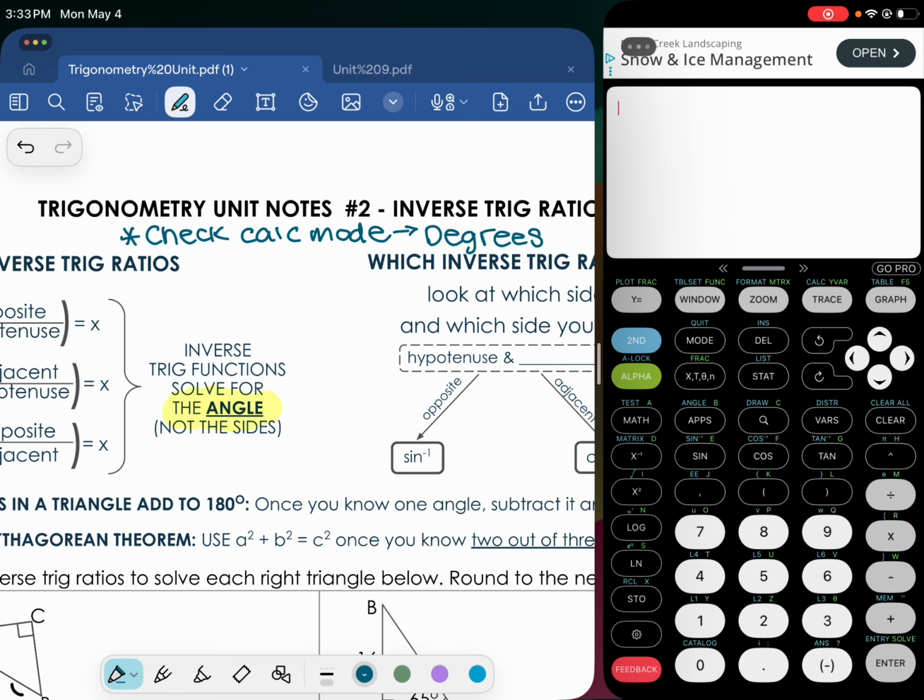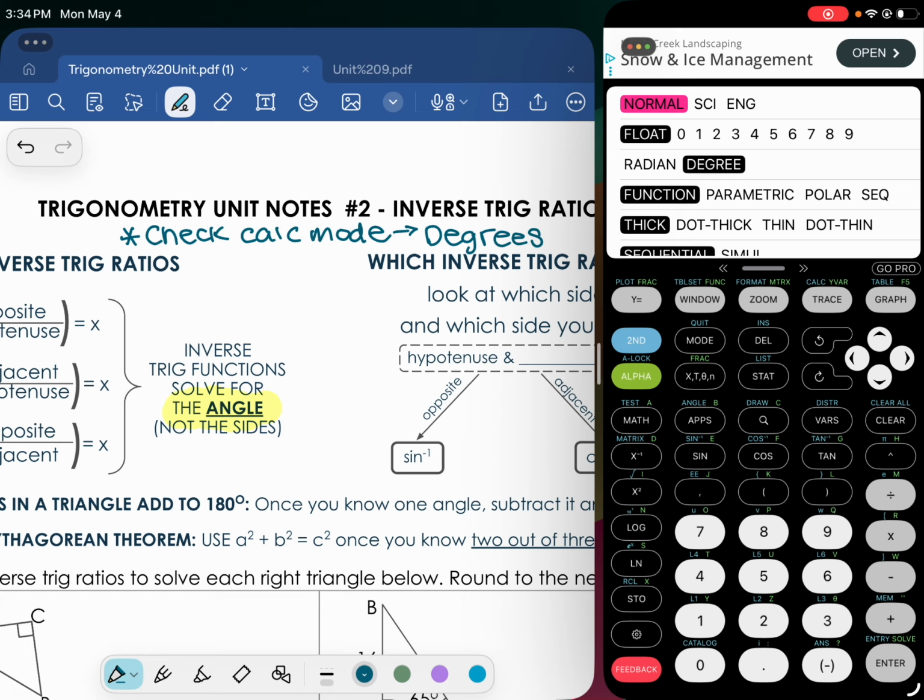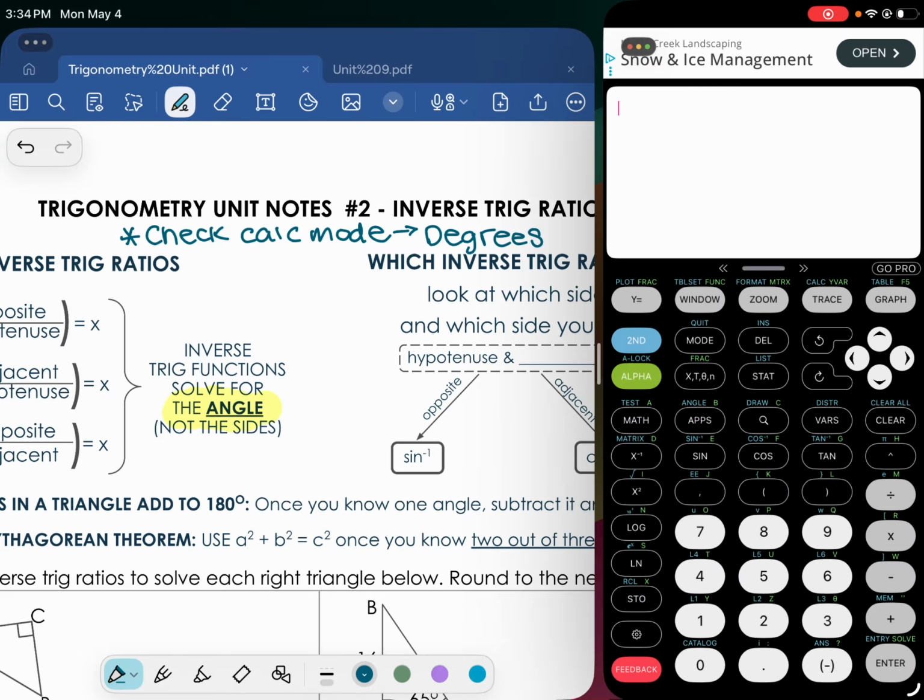So I'm going to practice on this calculator on the right. You're going to hit the mode button, and you'll notice that the third line down it says radian or degree. You want to make sure it says degree, and then hit second quit. Make sure your calculator is in degree mode first, and do that anytime you start to do inverse trig functions, because otherwise you're going to get some pretty weird answers.